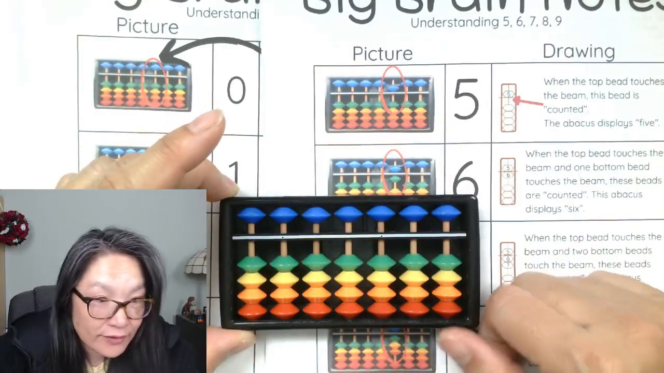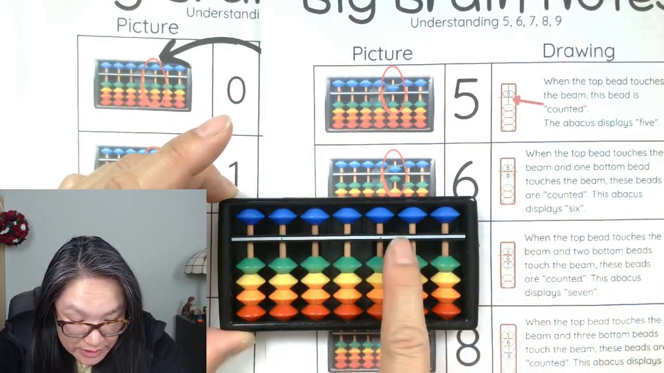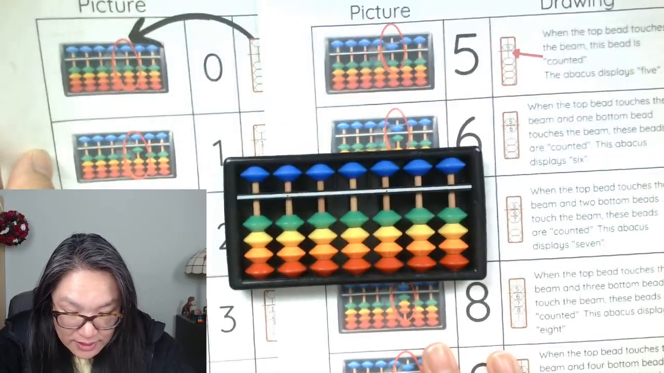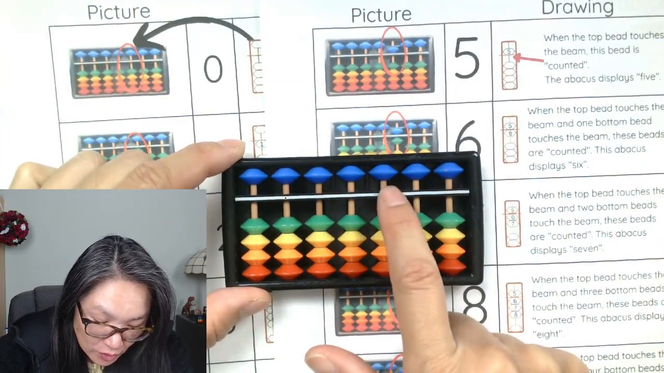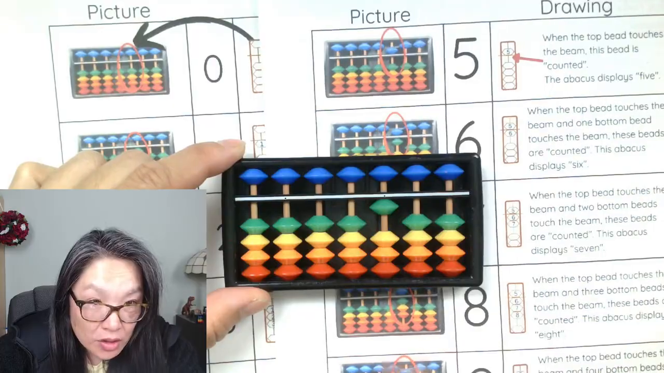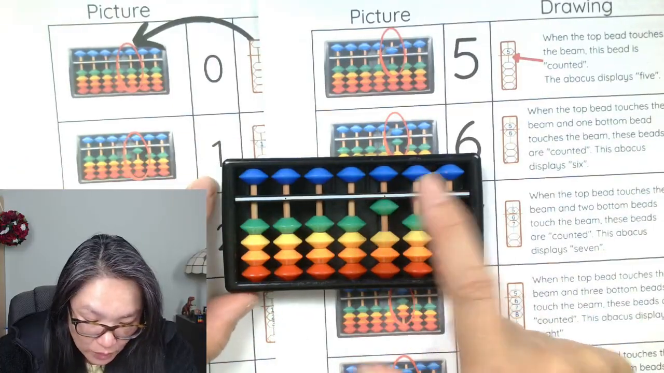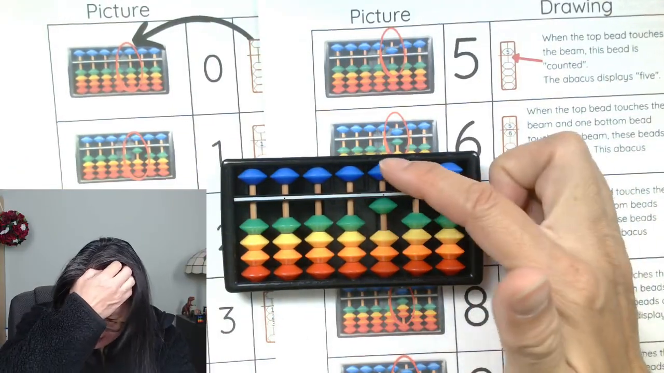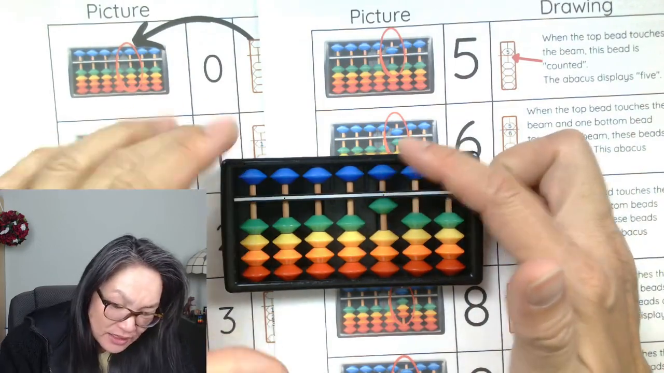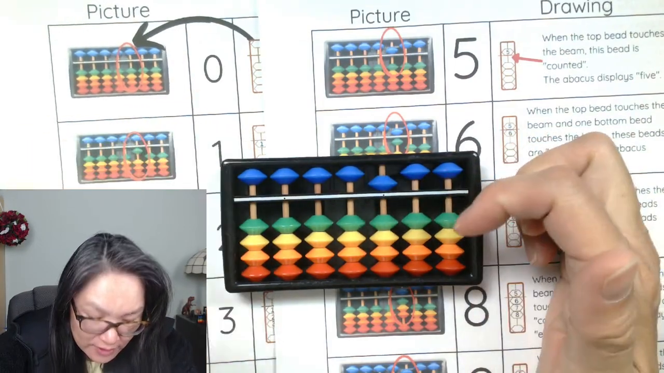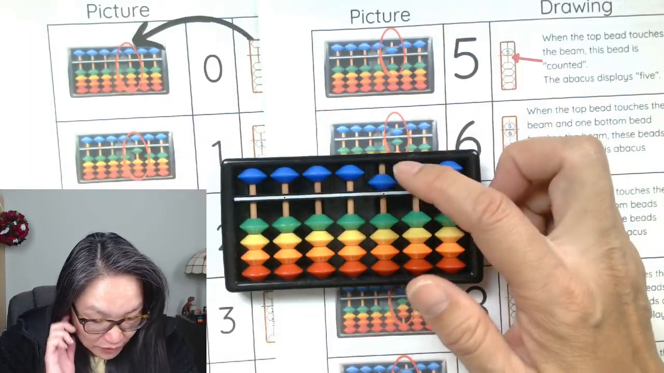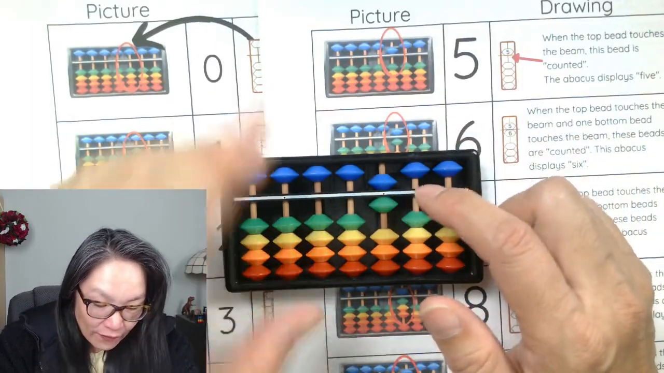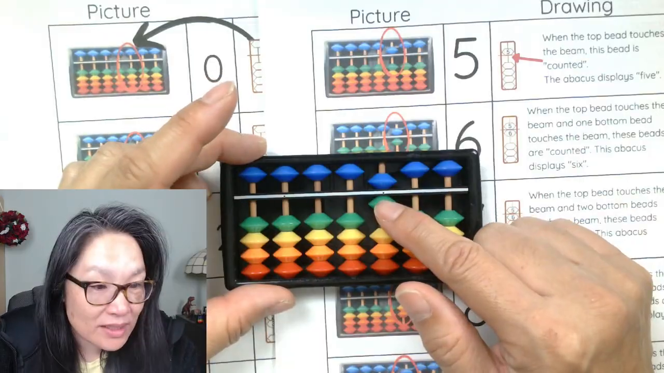So what we're doing, this is the 0, right? Why is this 0? Because none of the beads are touching the horizontal bar. When the beads are touching the horizontal bar, then they're being counted. So this is 1. That's easy, right? But then when we add the top bead, this is 5. This is minus 5. This is plus 5. We add the 5 to the top bar. Now if I add 5 to 1, it equals 6.